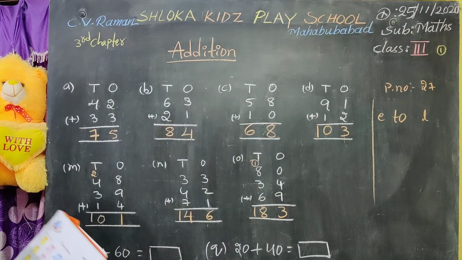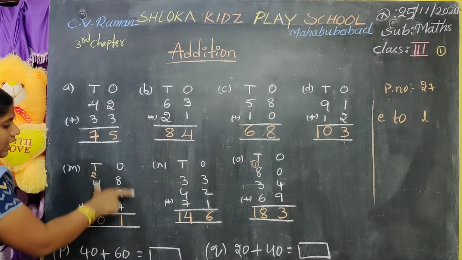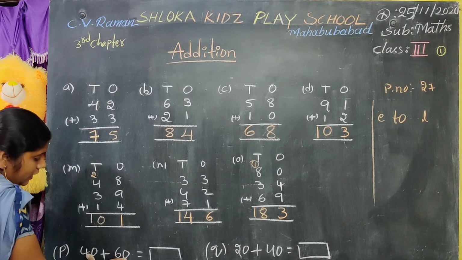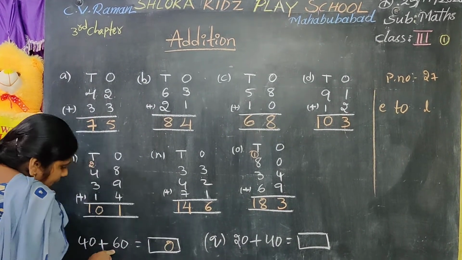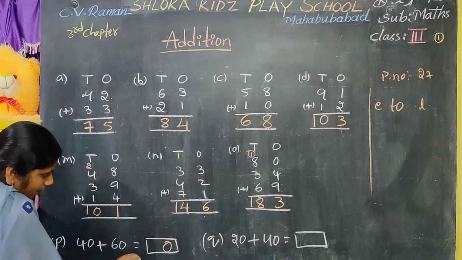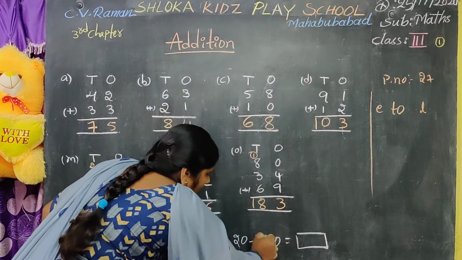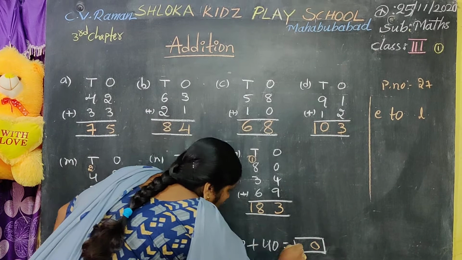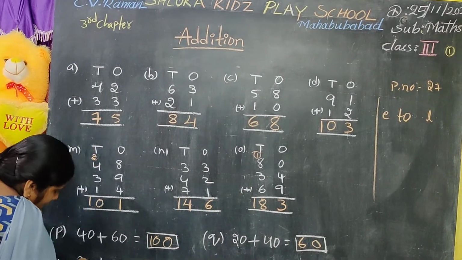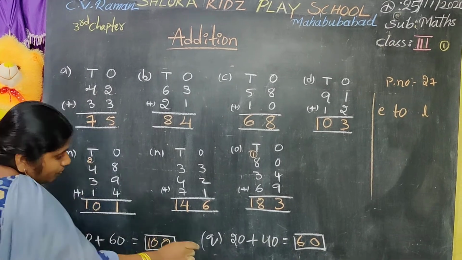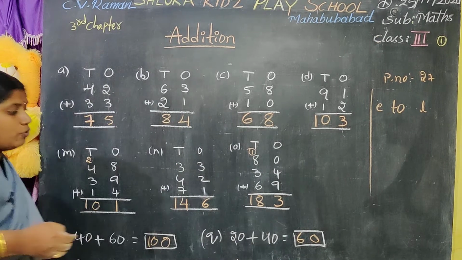Next, P problem. How much? Here it is horizontal. Vertically, we have solved here. Here, horizontally: 0 plus 0. 1's place with 1's place, 10's place with 10's place. 6 plus 4, how much? 10. Next, 0 plus 0, 0. 4 plus 2, 6. 0 plus 0, 0. 3 plus 2, how much? 5. 0 plus 0, 0. 4 plus 1, 5.